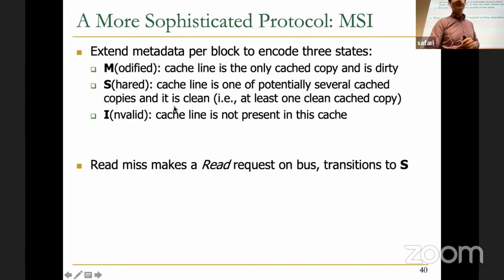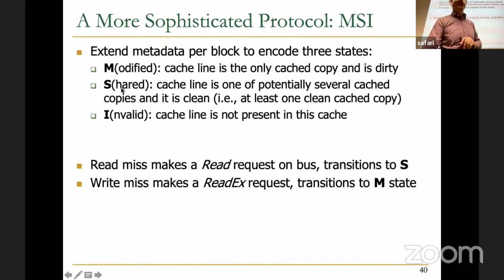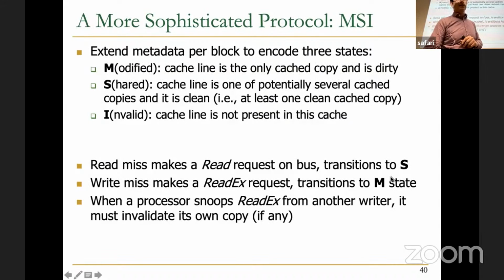Now, if you take a read miss, you send a read request on the bus and the processor immediately transitions to a shared state. We're going to see that this is a problem later on, but assume that that's the case. And then if the processor gets a write miss, it makes a read exclusive request and transitions to the M state. And when a processor snoops a read exclusive request from another, basically if it sees a bus write or a bus read exclusive request, it must invalidate its own copy. So basically in the modified state, the cache line is dirty, and so there's only one copy. This is what is guaranteed, right?